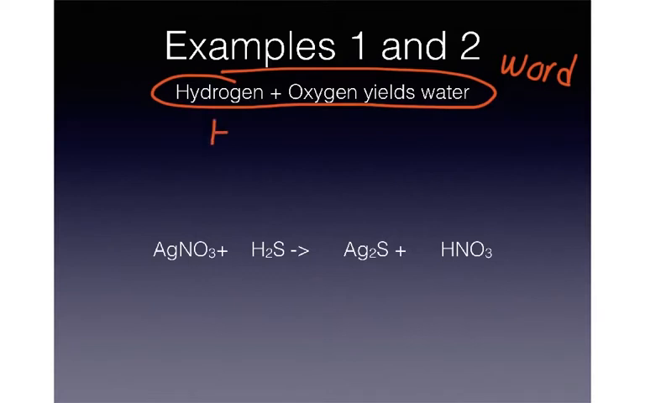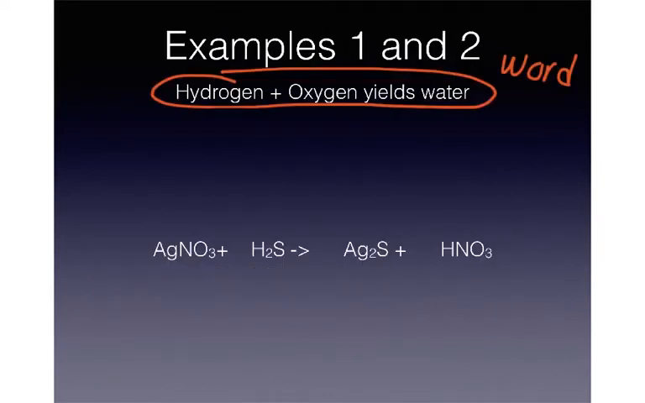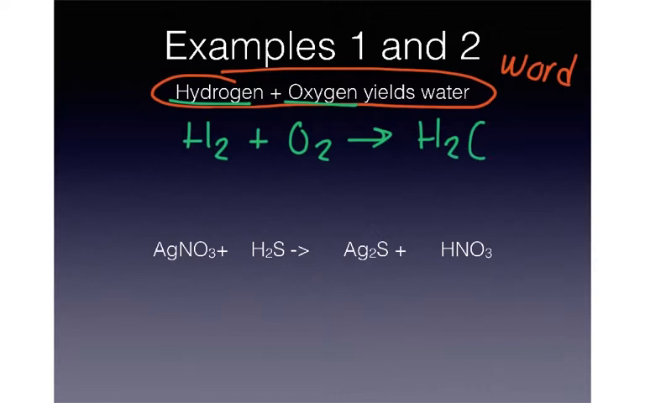Well, some people would do H. Let me change the color. Some people would do H plus O. But that's not correct because you have to remember your diatomics, using Brinkel-Hoff. Both hydrogen and oxygen are diatomics. So you would do H2 plus O2 yields H2O. Now, is this balanced?